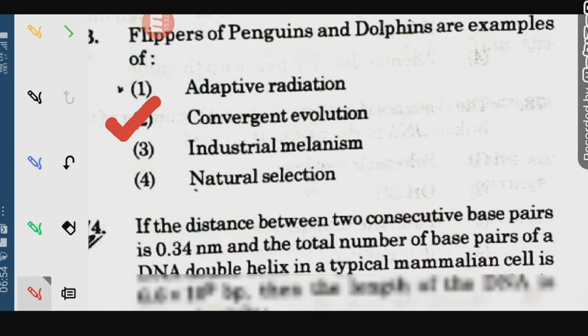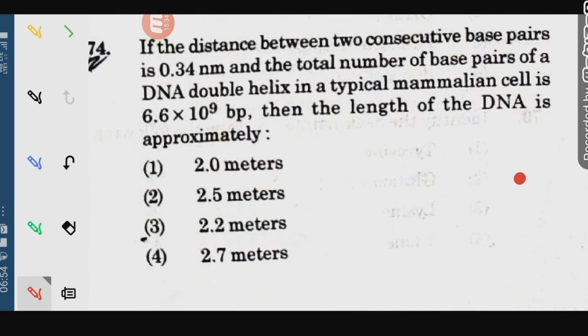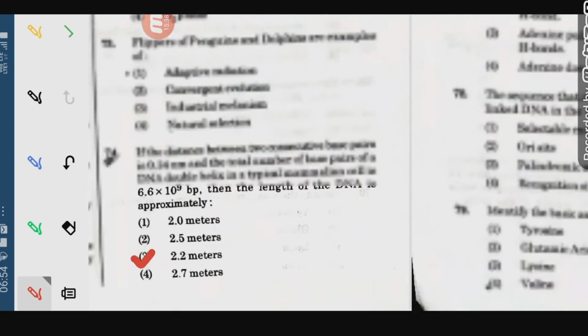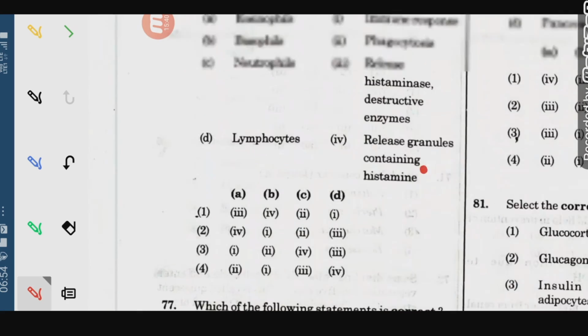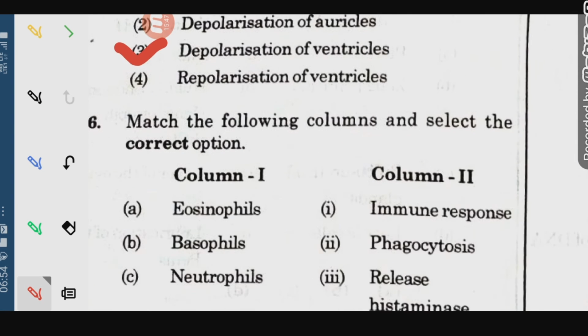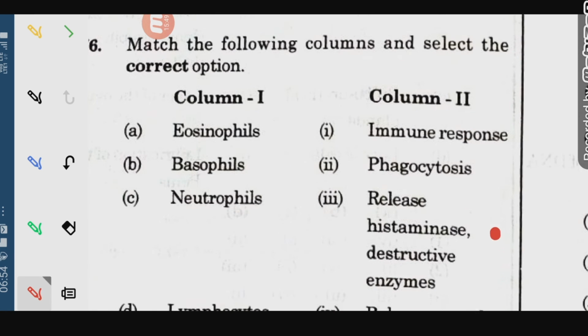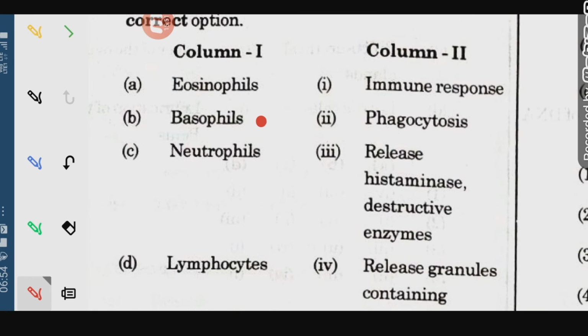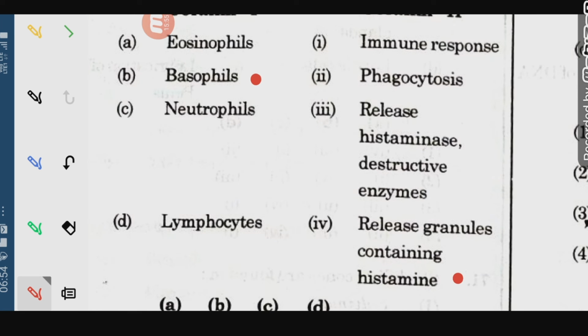Chalo, let's move on to the next one. Is associated with depolarization of ventricle. Keyword is BCG. Then we all know basophil is associated with release of different granules containing histamine, lymphocytes associated immune response, neutrophils associated with phagocytosis. So C must be matched with number 2. The first one is only right.